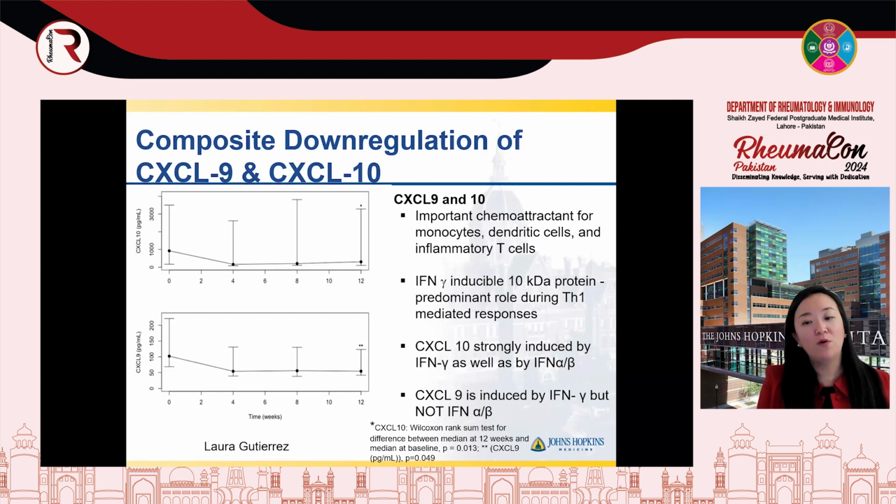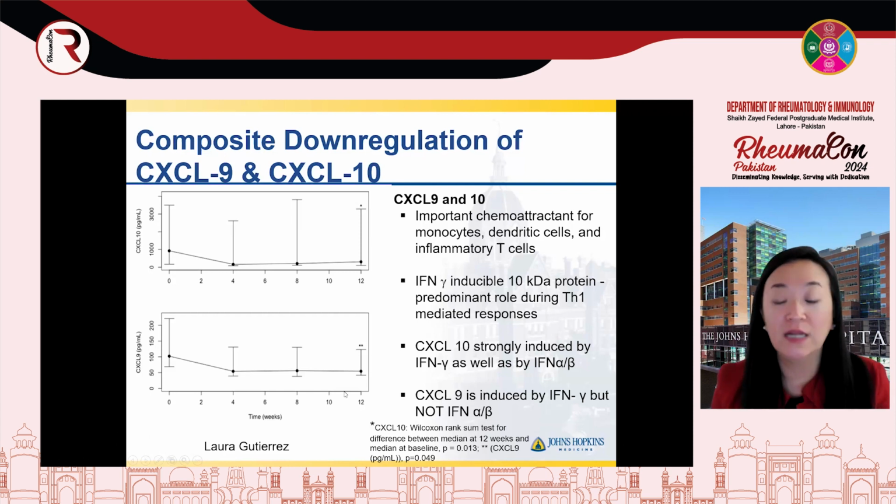CXCL9 and 10 have been reported, especially in juvenile dermatomyositis, to correlate with disease activity. And these are downstream chemokines from the JAK-STAT pathway. And so we had hypothesized that these would also decrease with treatment because we're blocking the JAK-STAT pathway. And we only had 10 patients, so you can see there's a limited number, but there was definitely a statistically significant downtrend, or downregulation, of CXCL10 and also CXCL9 here.